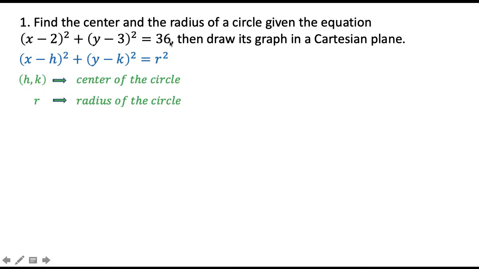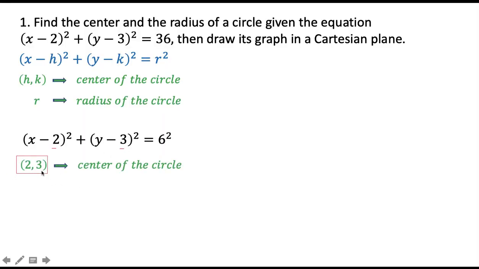So we will simply rewrite 36 in its exponential form. 36 becomes 6². Then from here, we can easily get the values of h and k. So h is 2, k is 3. Therefore, the center of the circle is (2, 3). You can find it from here also. And our r is the square root of 36, I mean the radius, which is 6. So this is our answer.